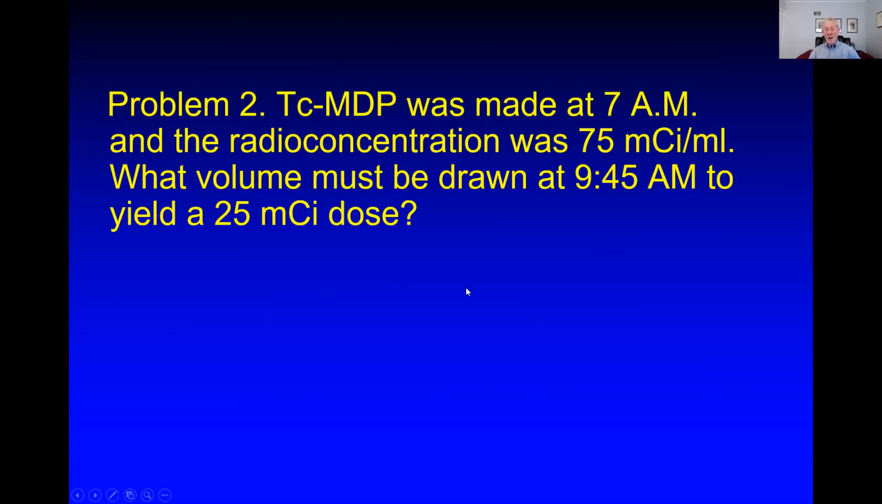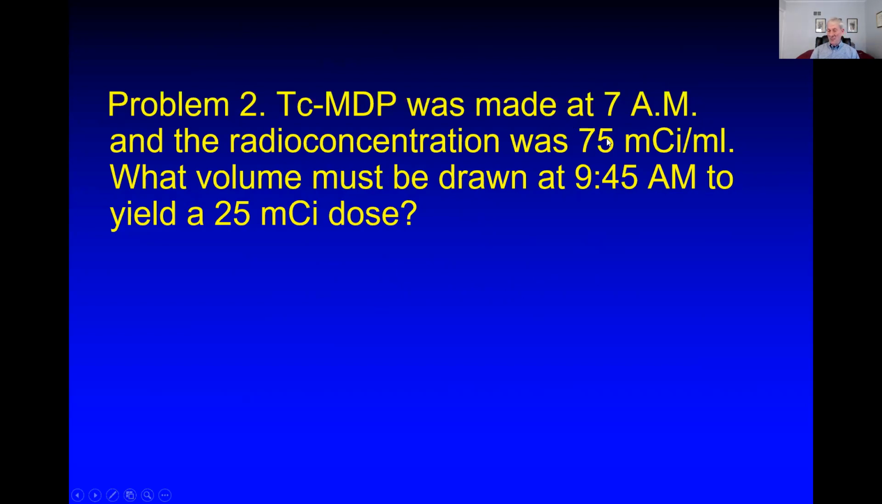But let's take a look. And by the way, our computers are doing this for us. Nobody has to look up these values on decay charts anymore. But let's take a look at this and look what the problem is asking. What volume do we have to draw at 9:45 a.m. to get 25 millicuries? Now, if we drew 1 milliliter right now at 7 a.m., we would get 75 millicuries.